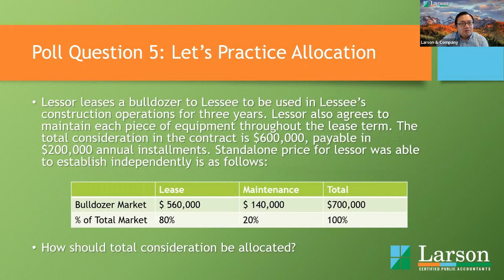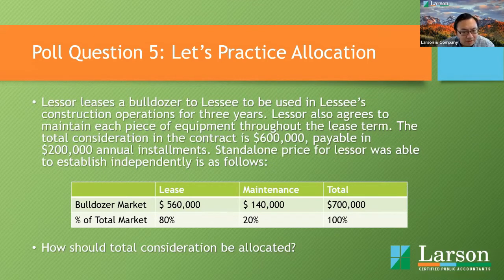So here's another poll question. We're going to practice, and I won't stop this one at this time. We'll just work through it together. The lessor leases a bulldozer to lessee to be used in lessee's construction operations for 3 years. So similar fact pattern as what we have been talking about before. Total consideration is $600,000, and we already identified that it's fixed. So we know that there's a lease component, we know there's a non-lease component, and we know the total is $600,000. So how should we allocate this?